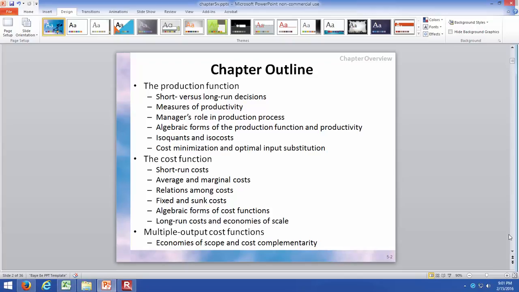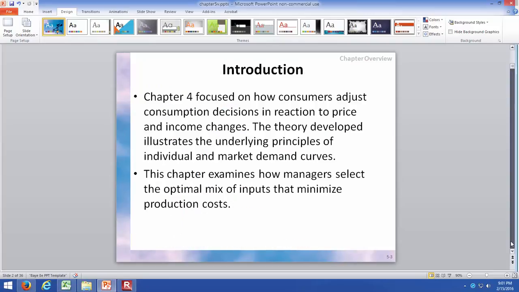We will talk about the algebraic forms of cost functions and long-run cost and economies of scale. And finally, we will talk about multiple output cost functions.